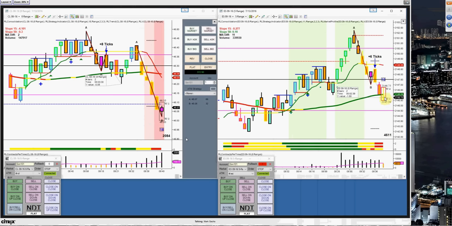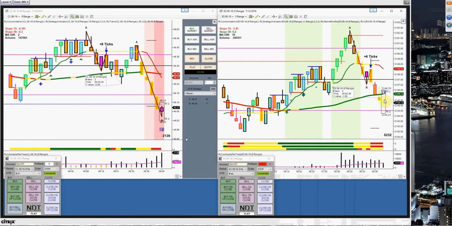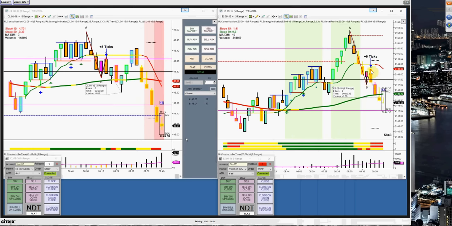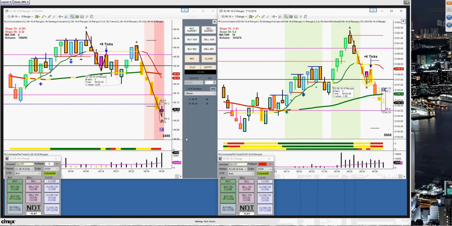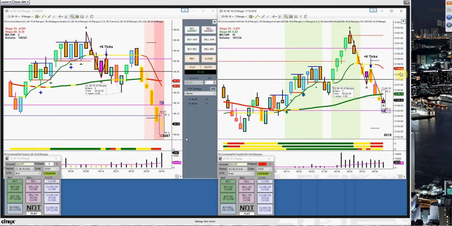It looks like it might even continue pushing down here. How about that? If we get a pullback on crude, we're going to take it short. We need a pullback. All right, let me go ahead and pause it, and I'll come back to you guys on the next opportunity.